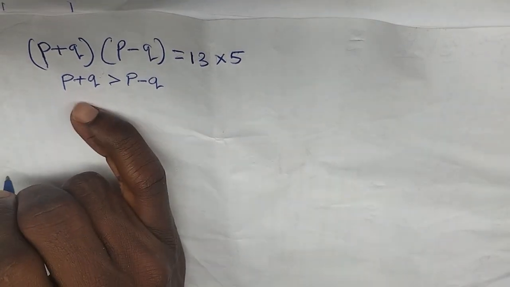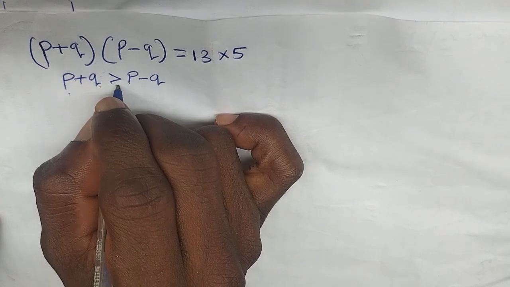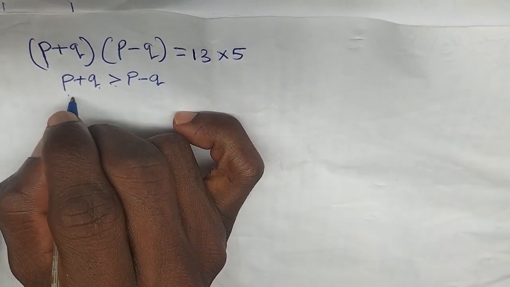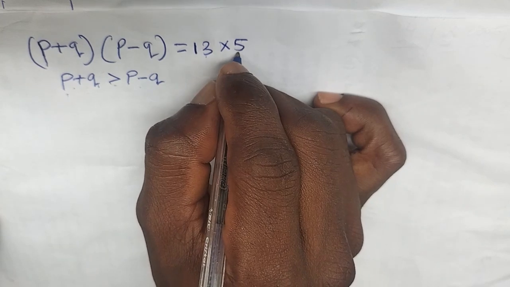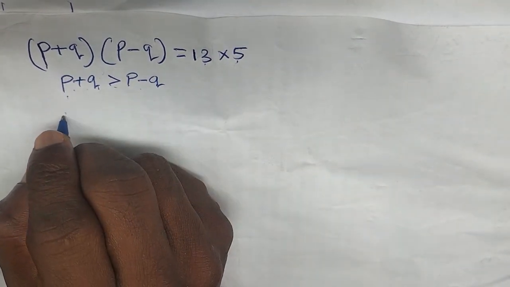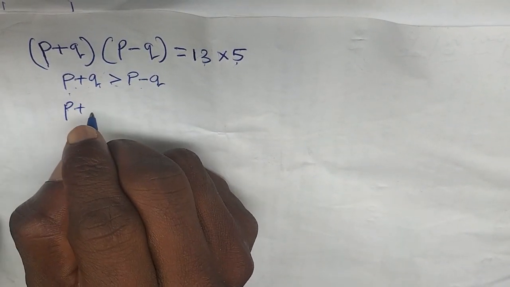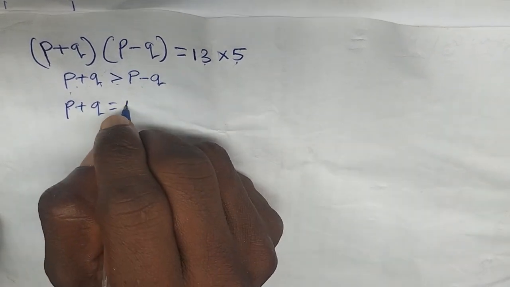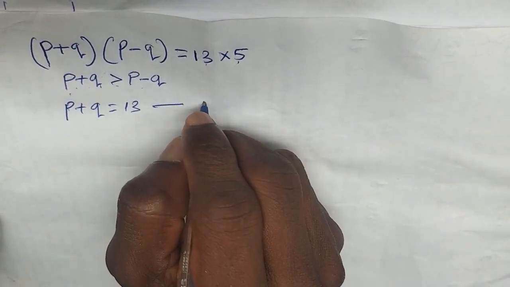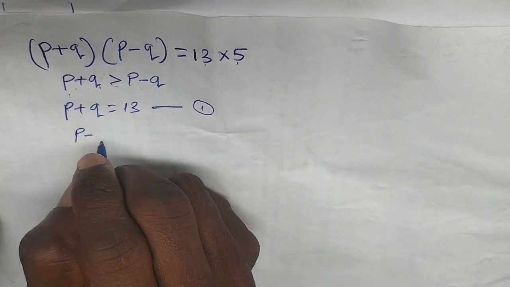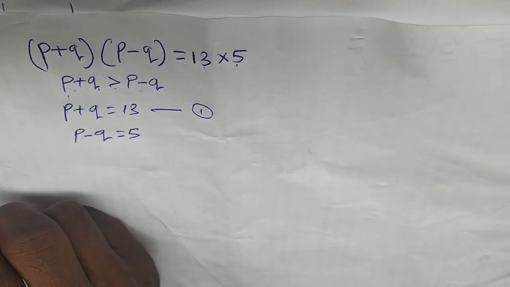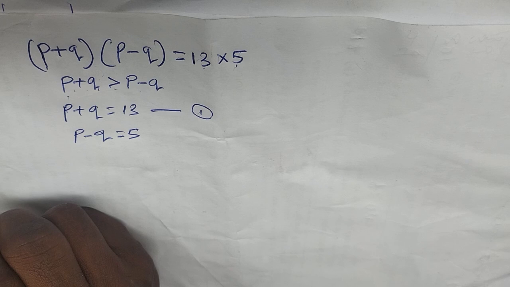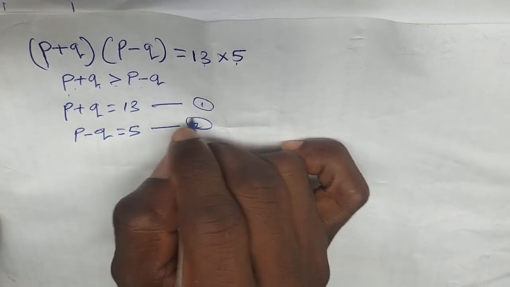Okay, recall I said p plus q is greater than p minus q. Then I said p plus q is going to take 13 and p minus q is going to take 5. So in other words, I can write p plus q is equal to 13, and I call this equation 1. Then p minus q is equal to 5. Since I've gotten this, I can solve for the values of p and q simultaneously. Call this one equation 2.